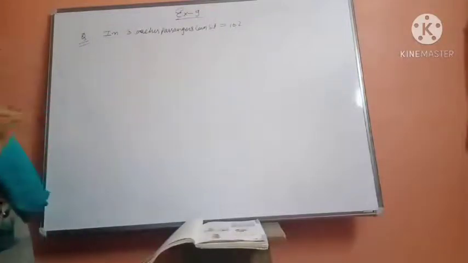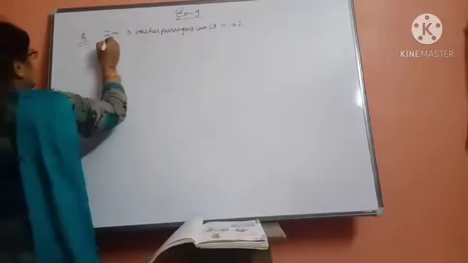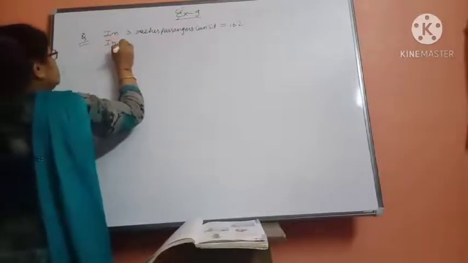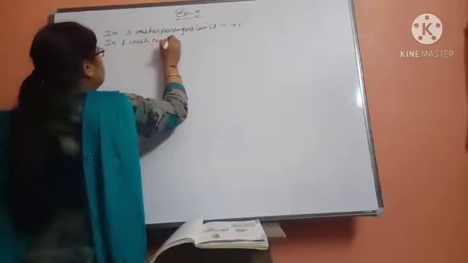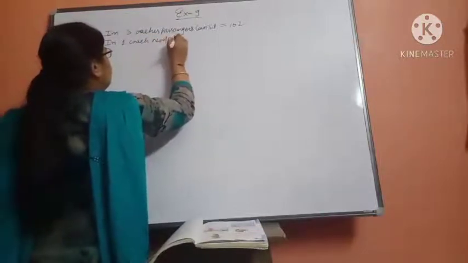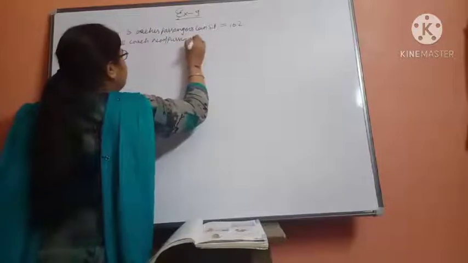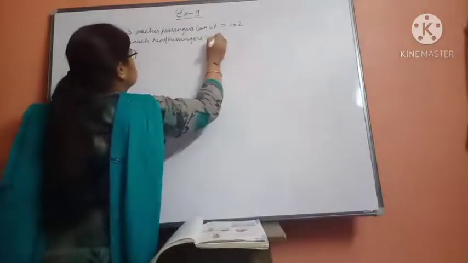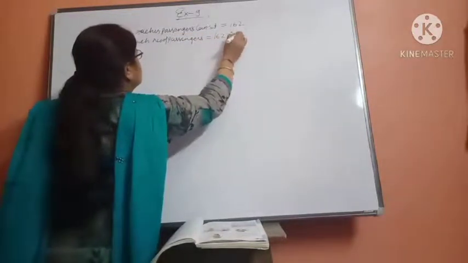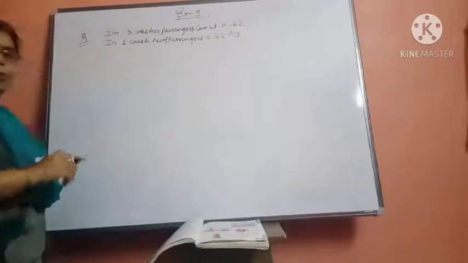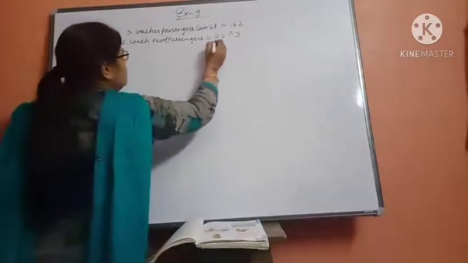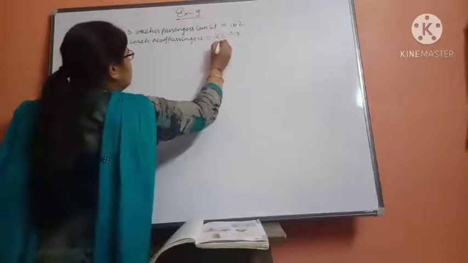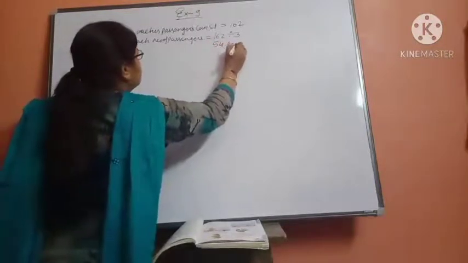So what will you do? Always calculate for one. So in one coach, the number of passengers is equal to 162 divided by 3, because in each coach an equal number of passengers will be seated. Okay, so 3 5s are 15 and 3 4s are 12, so 54 passengers in one coach.